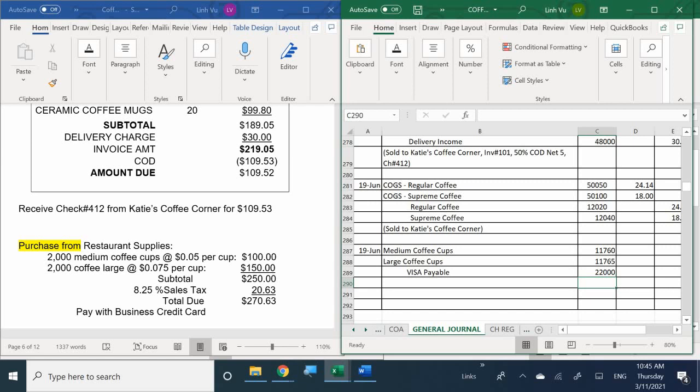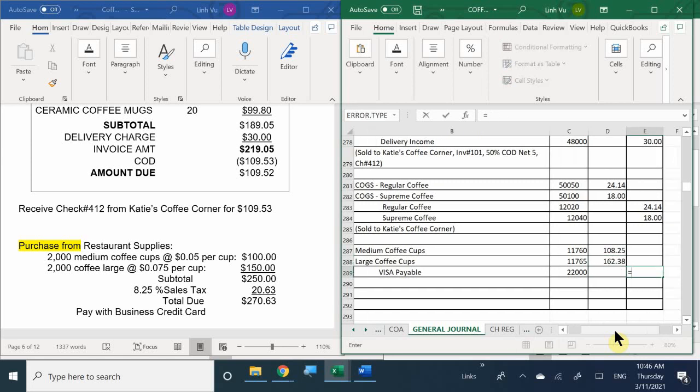So how are you going to split the tax? So this one, you may have to round up or round down. So how much is going to go to the medium coffee cups and how much tax is going to go to the large coffee cups? $108.25. And what was the last one? The other one is 162.38. Okay. 270.63. Perfect. Good. So here we split the tax. $8.25 goes to the medium cups, and then the rest goes to the large cups.